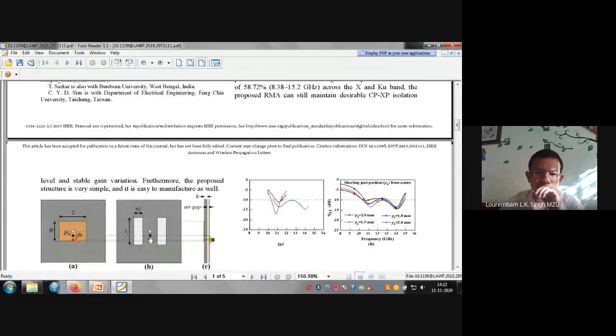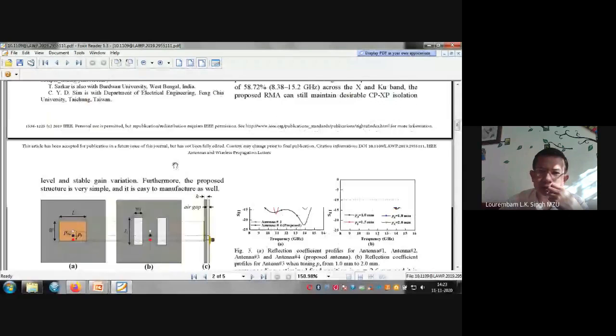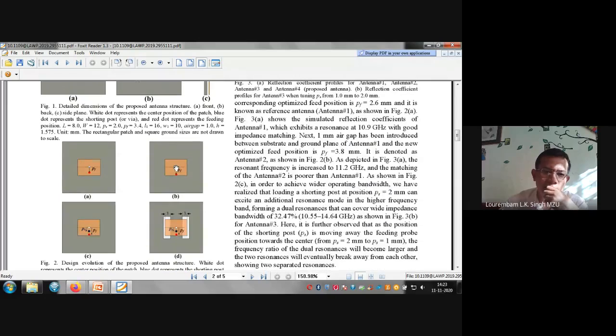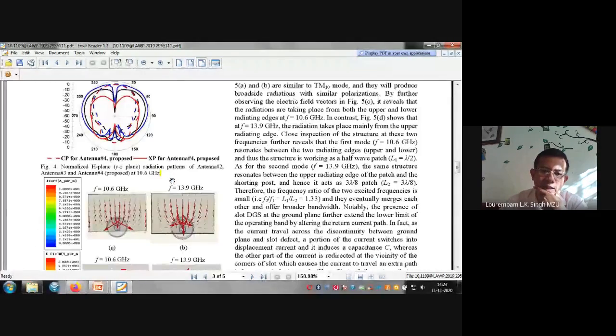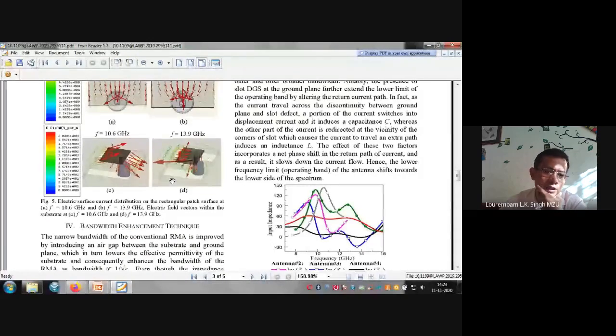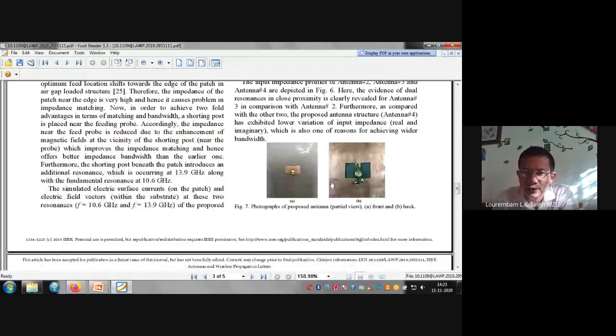So here this is the normal path. Sorry, these are the slots we have introduced here, along with some slotted posts as well. Its bandwidth has been improved a lot, and the frequency range it covers is both the X band as well as the full X band and some part of the Ku band, that is from 12 to 14 gigahertz. So this is the structure of the antenna.